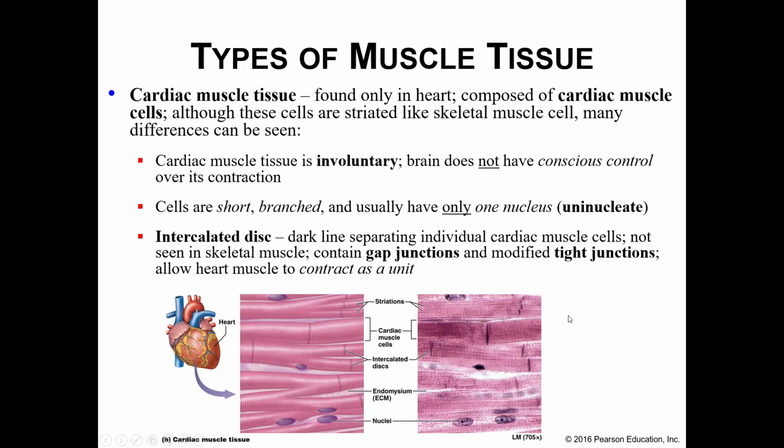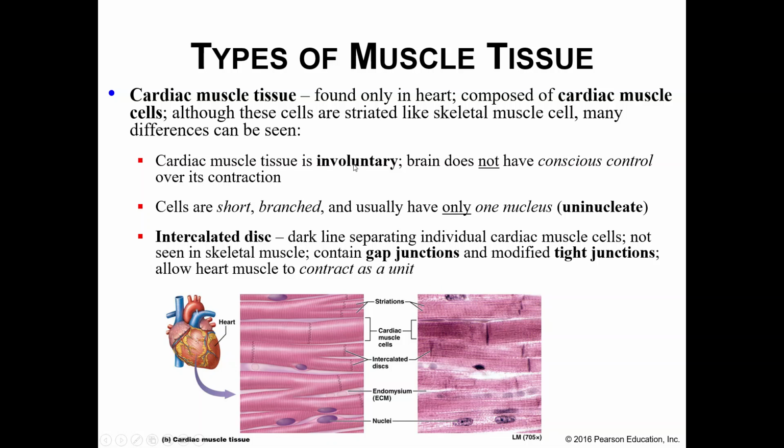Now, cardiac muscle cells, we are going to see some similarities here, but some differences also. Cardiac muscle cells are only found in your heart. That should make sense. They also have striations, so you're going to see that striped appearance. You can see our stripes here. But there are some differences as well.